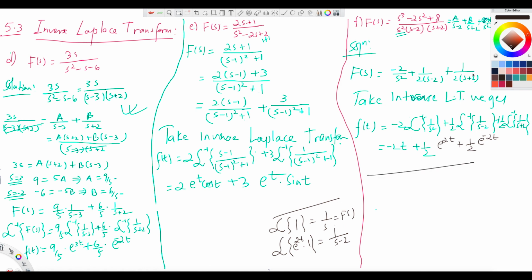Okay, so let me talk about the homework problems. The homework problems from section 5.3: there are not many. They are question numbers 9, 12, 13, 16, and 21. These are the homework problems from section 5.3. All right, guys.